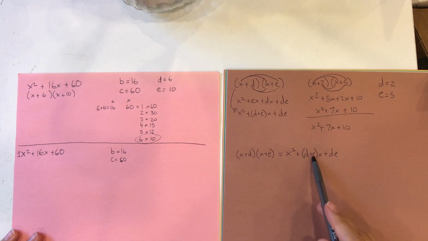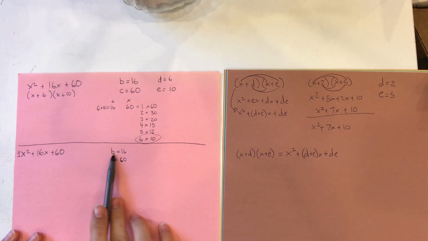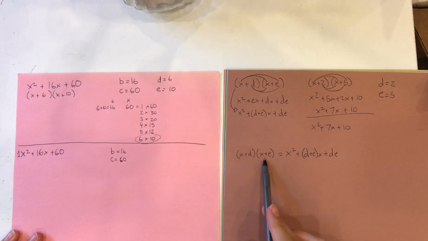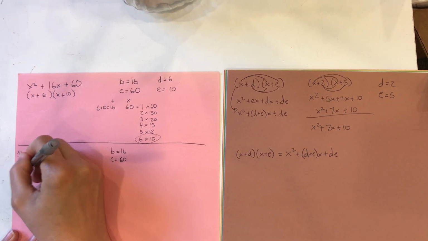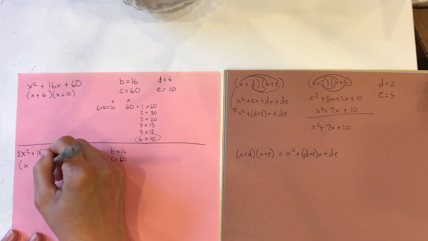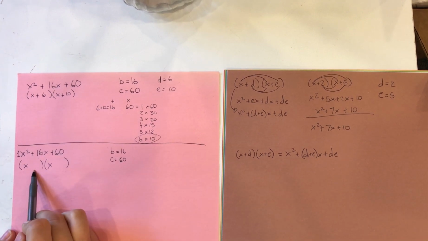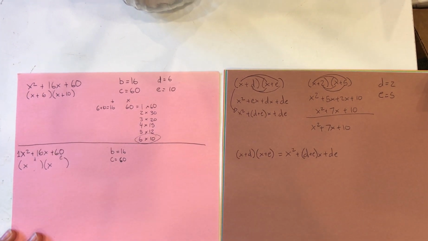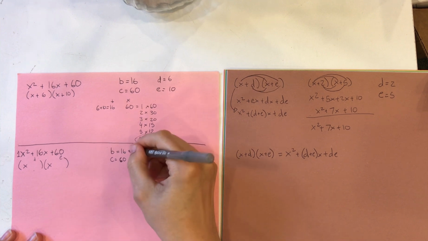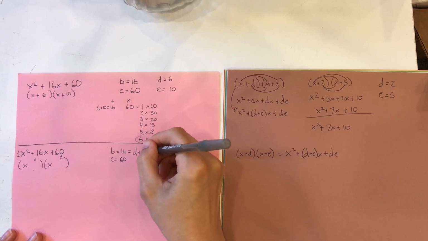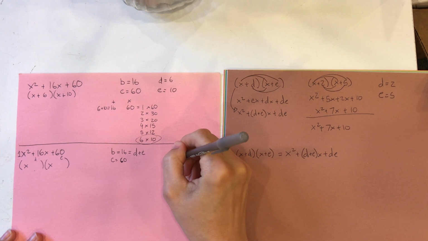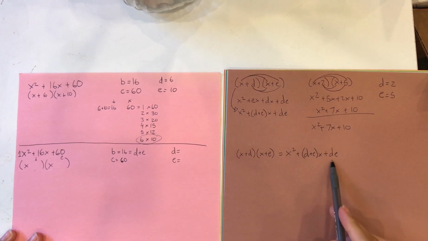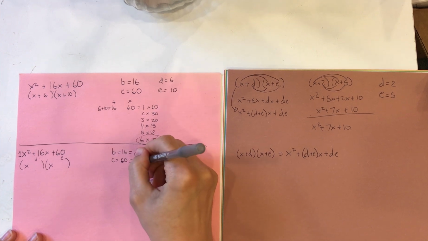So we see here that what I'm calling B actually equals D plus E, which are these two terms. This one's D, a little D up here, and this one's E. So B equals 16, which also equals D plus E. C equals 60, which also equals D times E.